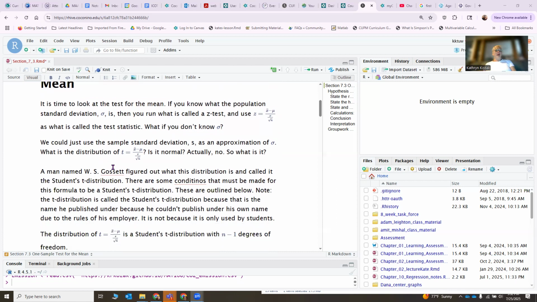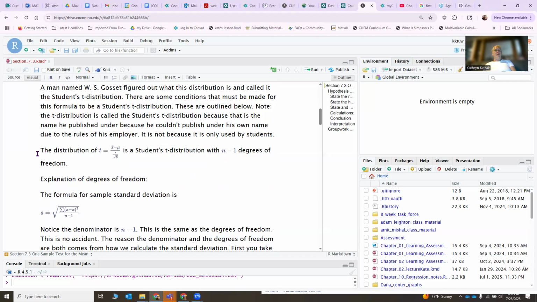A man by the name of W.S. Gosset came up with this. And he figured out what the distribution is, and he called it the student's t distribution. There are some conditions that must be met for the formula to be a student's t distribution. These will be outlined later. It's called the student's t distribution because he couldn't name it under his name because of the rules of the company he worked for. It had nothing to do with only students using it. It's used by everybody.